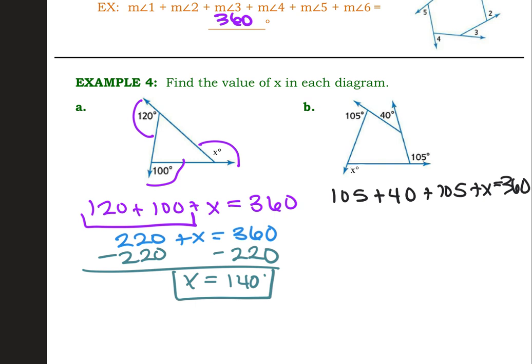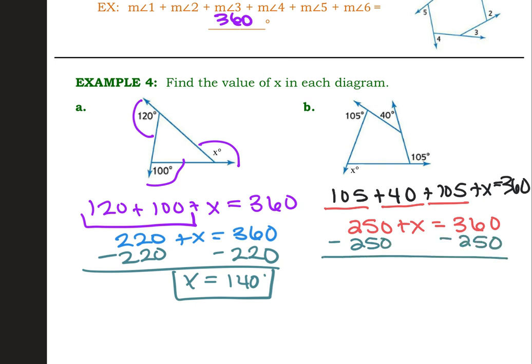All right, we're going to take all the ones that look the same. Let's see, we have 105, 40, and 105 again. Let's add these all together. That's going to give us 250. All right, let's subtract 250 from both sides. And this is just x, and x is equal to 110 degrees. And that's your answer.